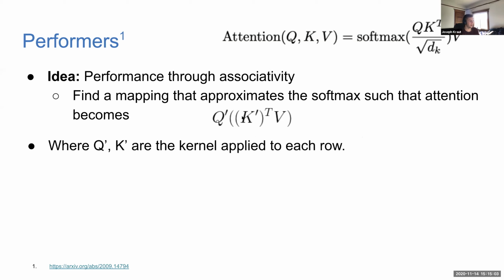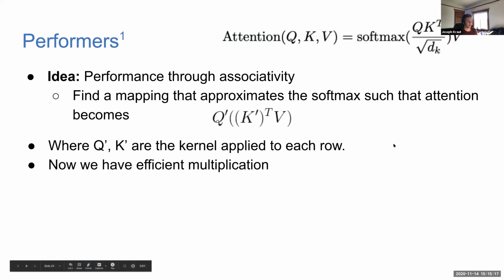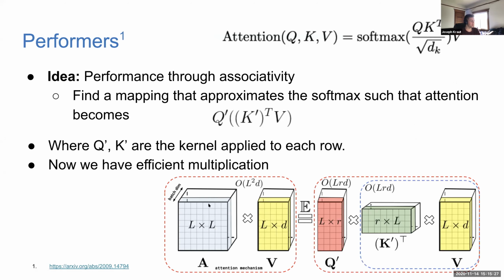Q prime and K prime are this mapping, this kernel applied to the Q and the K matrices, such that the softmax is kind of baked in. I'm treating this all at a really high level because if you go read the paper, which I've linked, there's quite a bit of math, and once you read it, you'll understand why I didn't do it in this slide. And now what we have is efficient matrix multiplication.